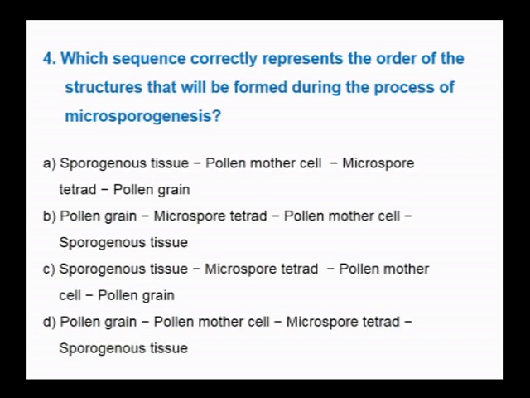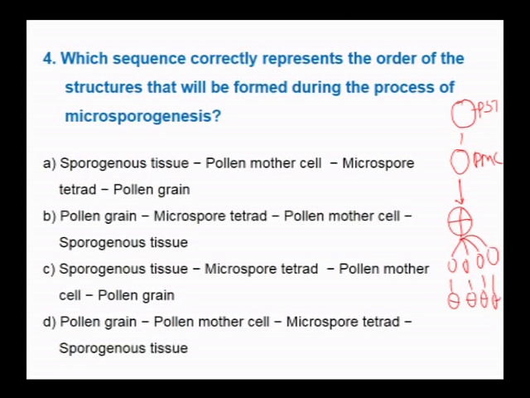Which sequence correctly represents the order of the structures that will form in the process of microsporogenesis? See, microsporogenesis is the formation of microspores from pollen mother cell. Here we have the primary sporogenous tissue, which gives rise to pollen mother cell. Pollen mother cell undergoes meiosis to produce pollen tetrad or microspore tetrad, which separates to form microspores, which develop into the pollen grains.